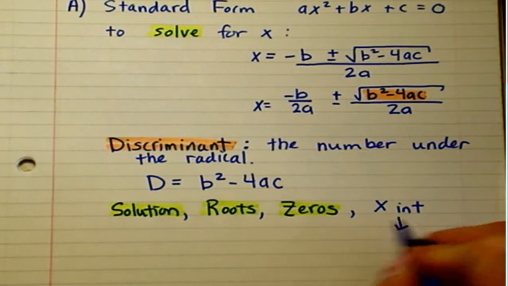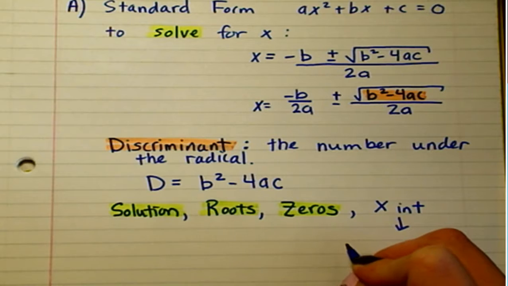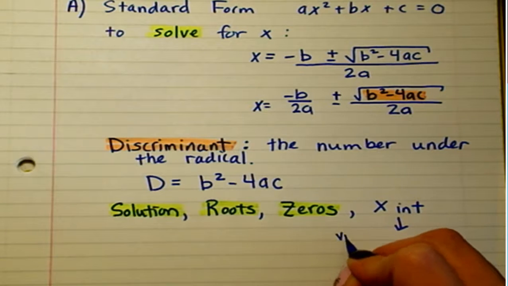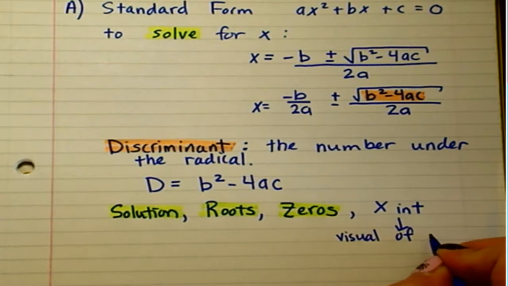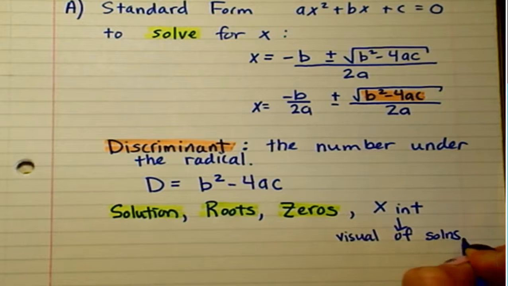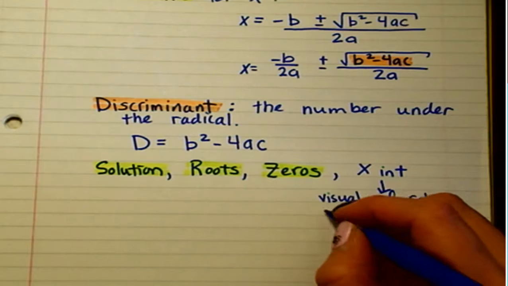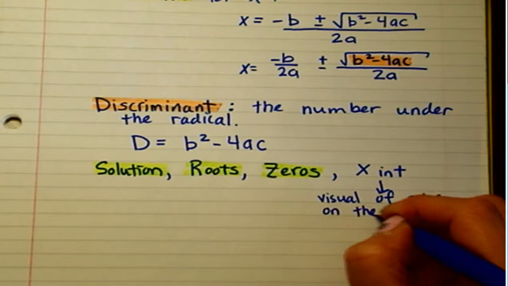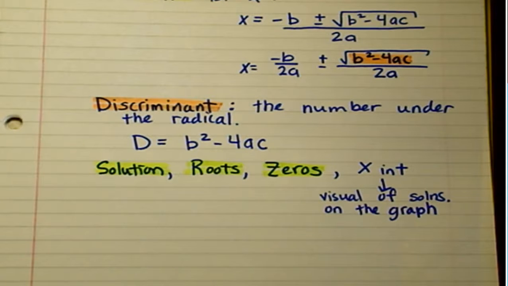Okay? This is a visual of solutions. Okay, because it's on the graph. X-intercepts are on a graph. You're like, well, the graph of what?